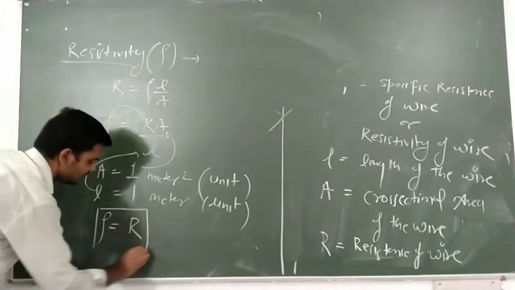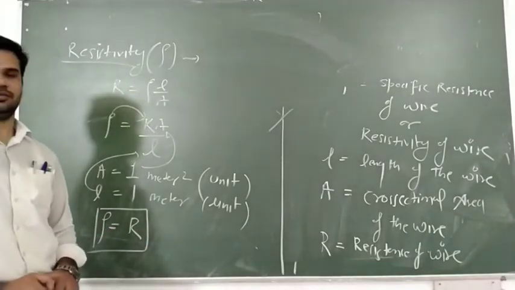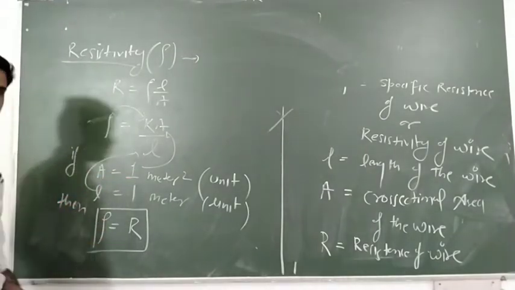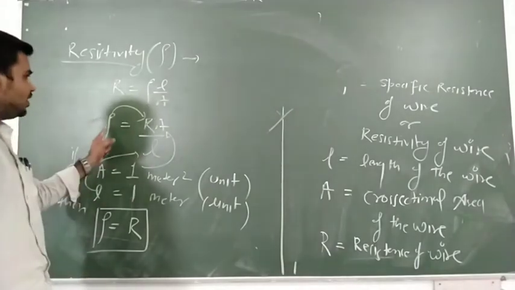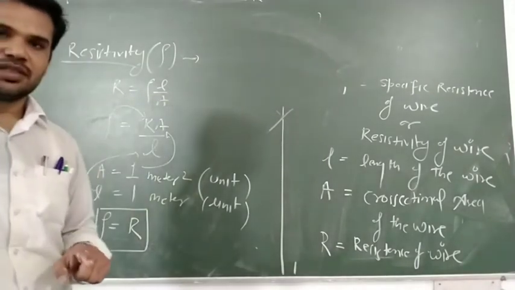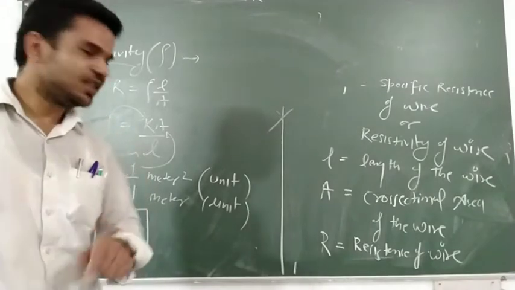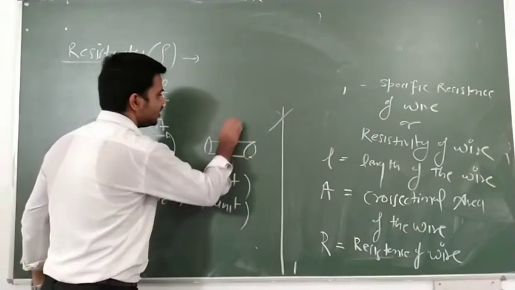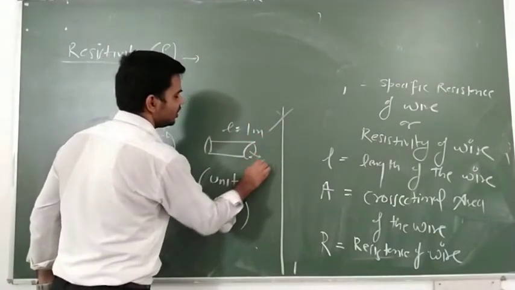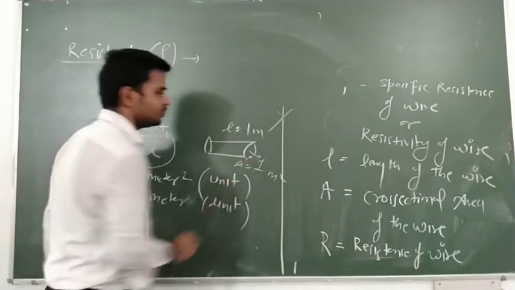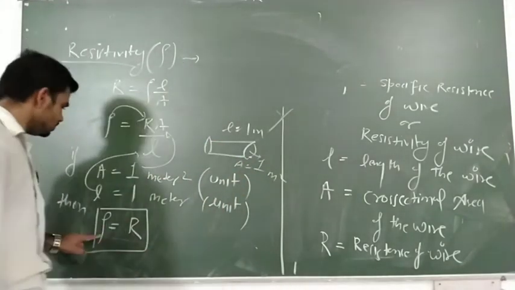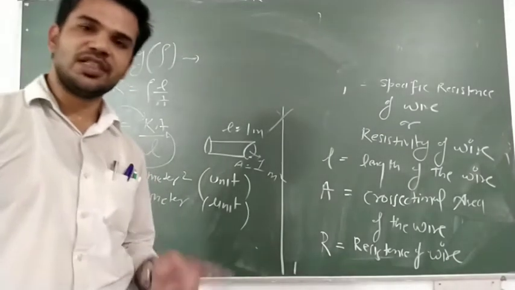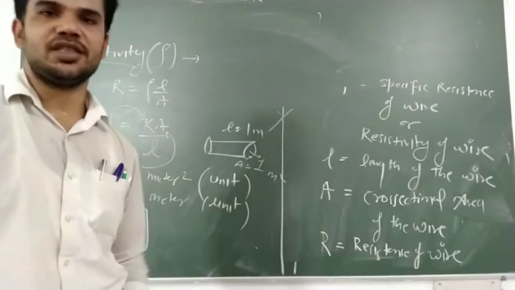After putting all these values of unit 1 here and here, you will get resistivity equals R. If this, then you will get this. So resistivity does not equal resistance always. There is some specific condition. If you suppose a wire whose length is 1 meter and cross sectional area is 1 meter square, then the resistance of this wire equals the resistivity. So resistivity is not always equal to the resistance of wire; only in some specific condition, some special case.